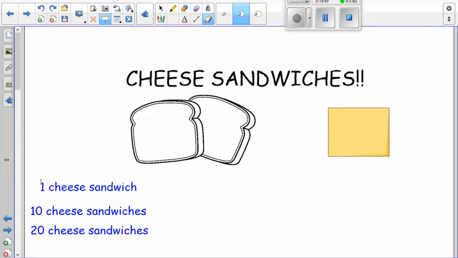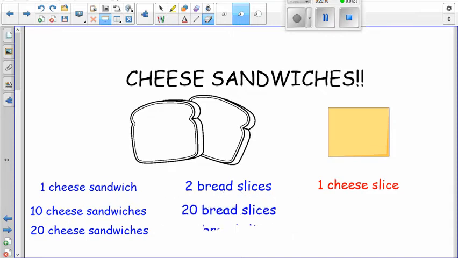If I have 1 cheese sandwich, how many slices of bread would that require? 2 slices of bread. How many slices of cheese would that require? 1 slice of cheese, 2 slices of bread, right? Okay. Gozer, if I had 10 cheese sandwiches, how many slices of bread do I need? 20. How many slices of cheese do I need? 10. You with me? Right?